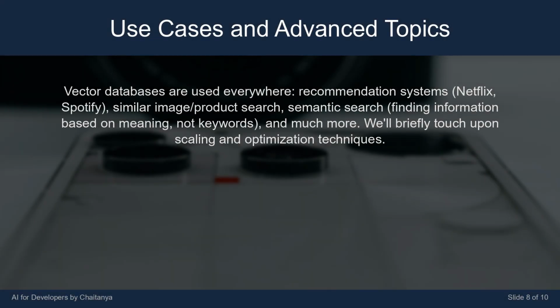Vector databases are used everywhere. Recommendation systems, Netflix, Spotify, similar image product search, semantic search, finding information based on meaning, not keywords, and much more. We'll briefly touch upon scaling and optimization techniques.